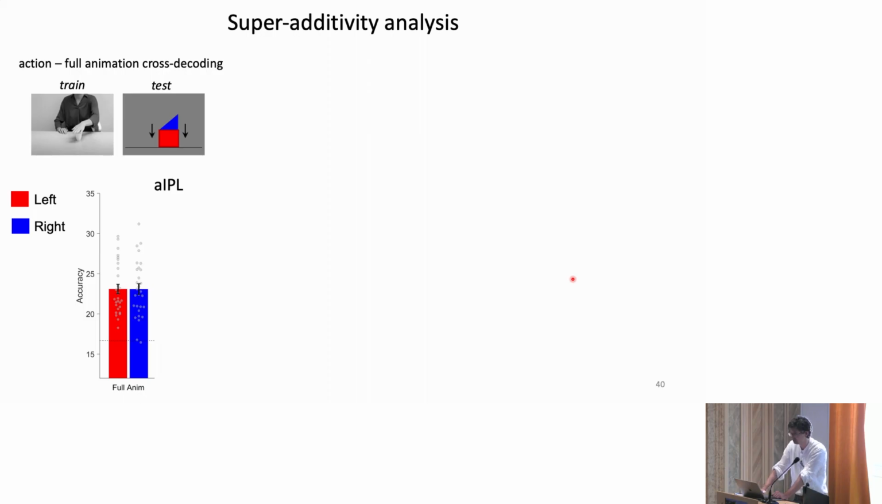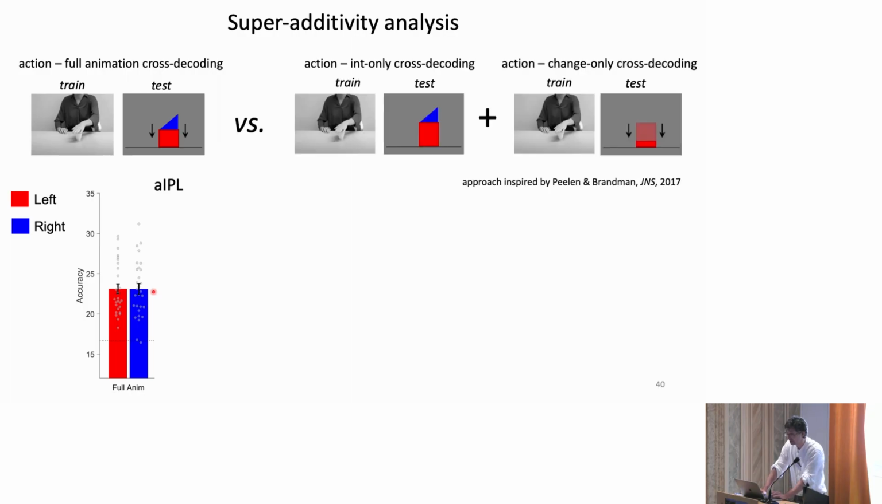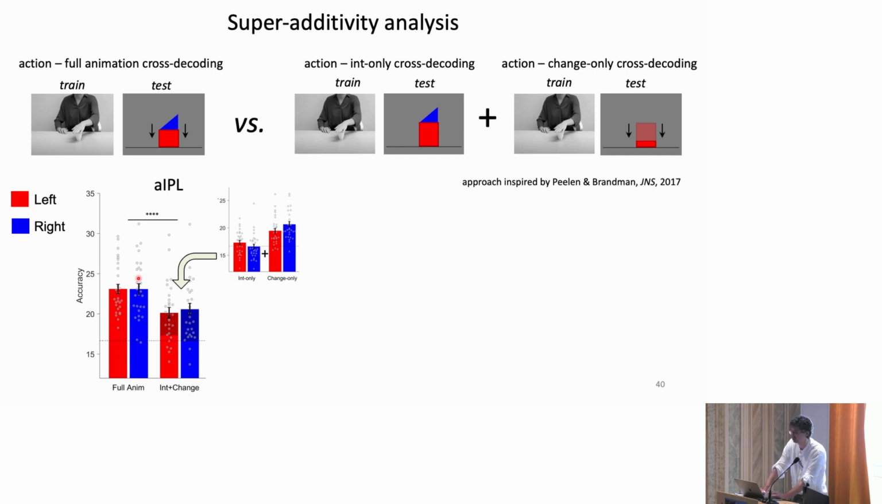So what we did now was to compare the cross-decoding between action videos and full animations, shown here for the AIPL, with the sum of the cross-decodings that we did with the interaction-only and the change-only part. So basically the results that I've shown you already. Here you see the decoding accuracies stacked onto each other. And as you can see, the decoding with full animations is much stronger than the sum of the interaction and change decoding in isolation.